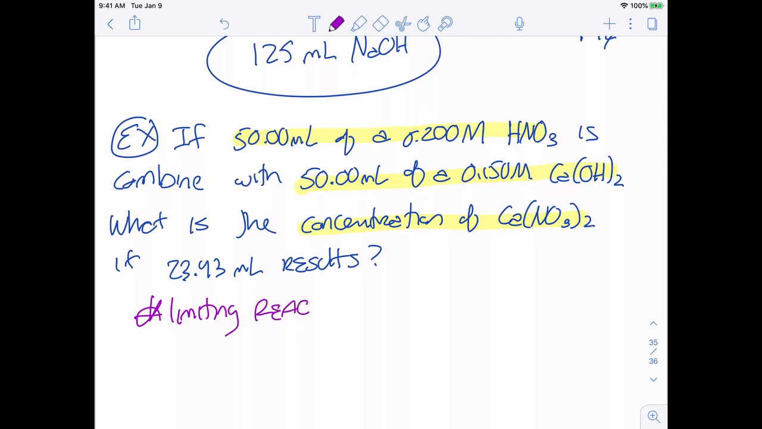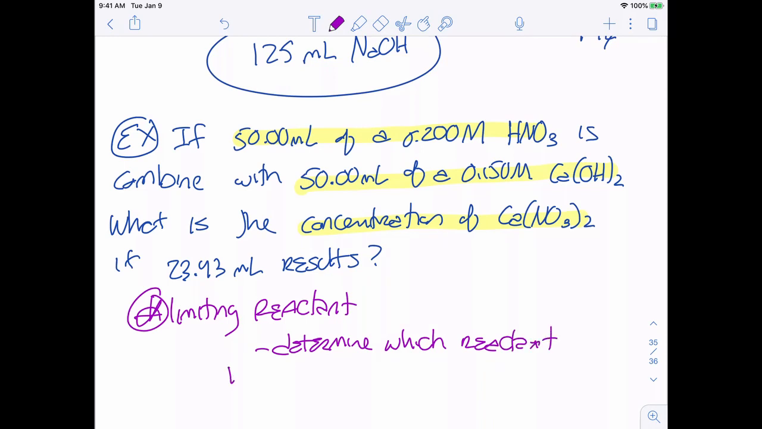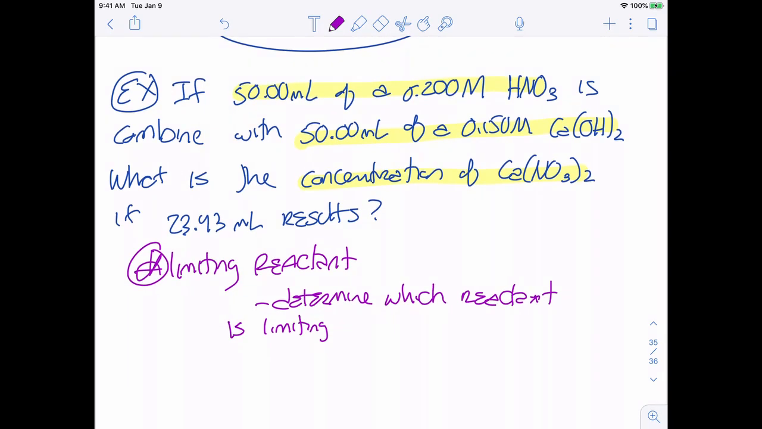So remember, whenever we have a limiting reactant problem, what we need to do is first determine which reactant is limiting. And remember, to do that, we're going to convert both of those to moles and then compare the moles that we have to the moles that we need according to our balanced chemical equation, which we'll write here in a minute. So determine which reactant is limiting and then use the limiting reactant to solve the problem.